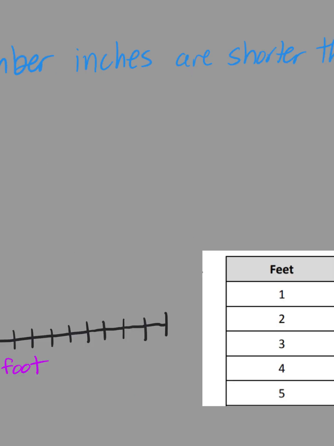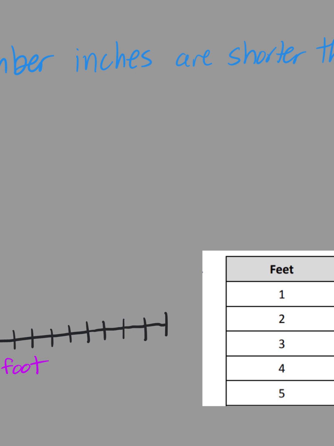For our first problem here, I have drawn out what 1 inch looks like and what 1 foot looks like. However, I did not tell us how many inches are in this 1 foot, so we are going to count each inch to find out how many are in 1 foot. So this is 1 inch right here, 2, 3, 4, 5, 6, 7, 8, 9, 10, 11, 12. So we know there are 12 inches in 1 foot.